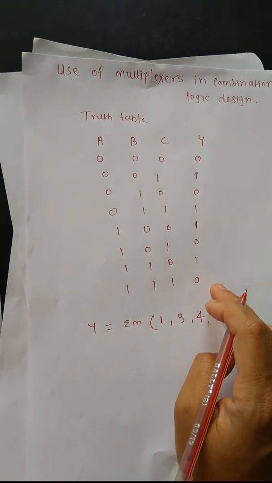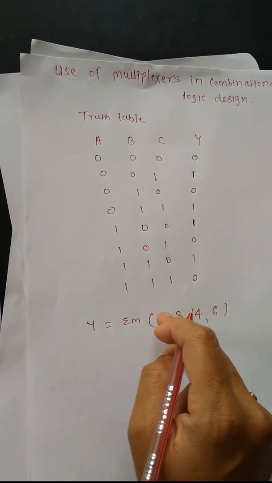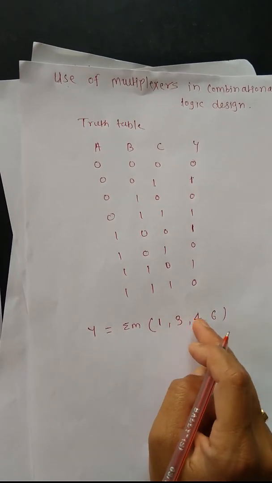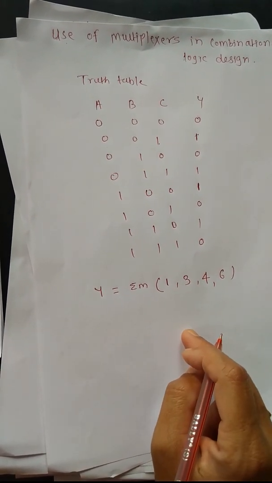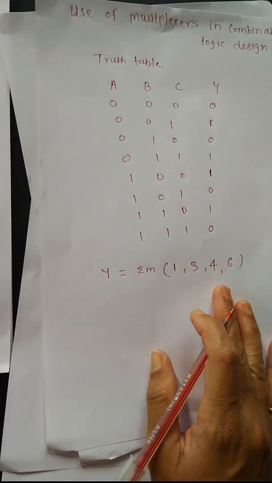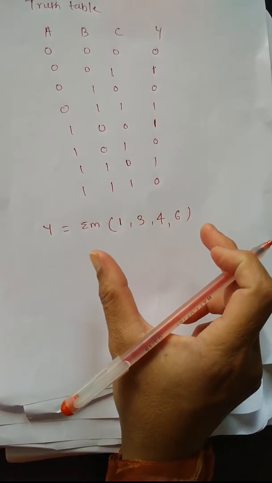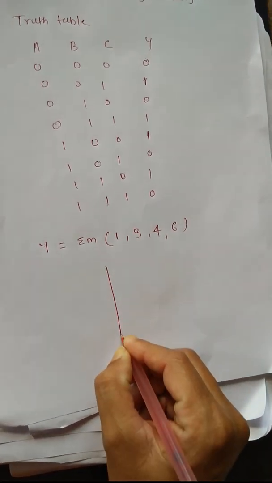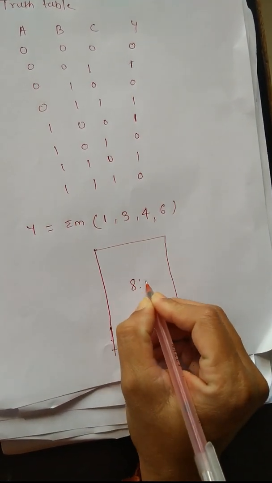This is the standard SOP form. Now connect the data input lines: minterms 1, 3, 4, 6 are connected to logic 1 and the remaining are connected to logic 0. From this expression or the minterms you have to decide which multiplexer is required. The values are from 0 to 7, so we require an 8:1 multiplexer.